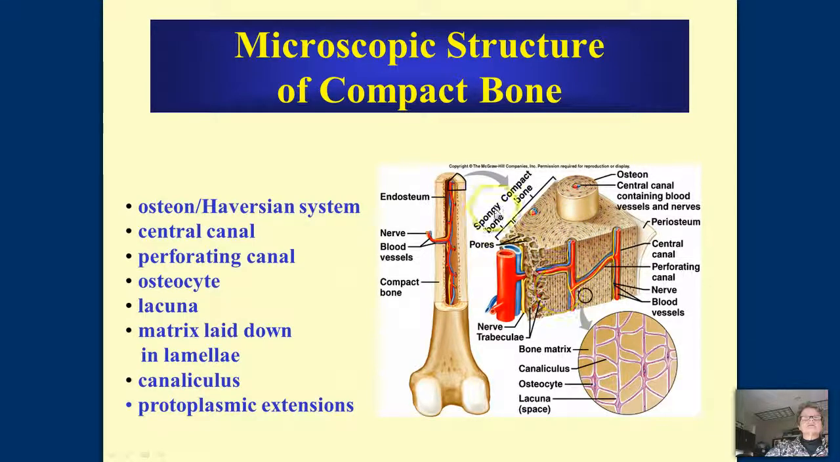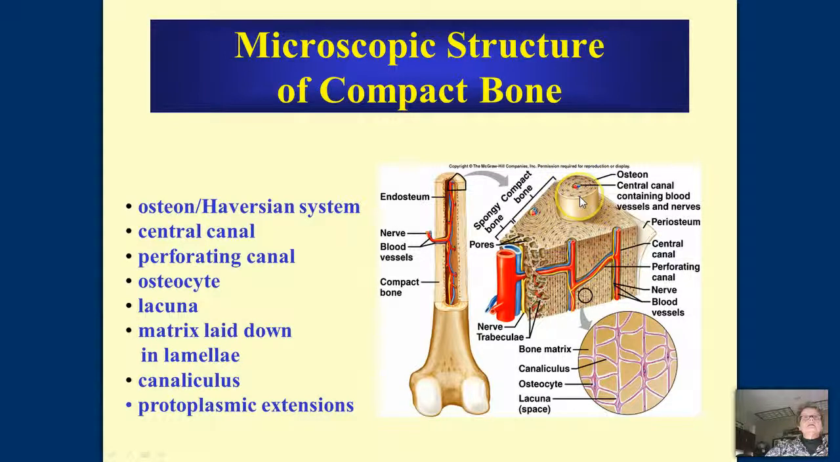So central canals, this is the long way of the bone. The central canal runs the length of the bone, and running the width of the bone would be the perforating canals. Central canal, blood vessels and nerves. The perforating canals, so those blood vessels can work together with those in the central canals. Nerves would be passed through there also.